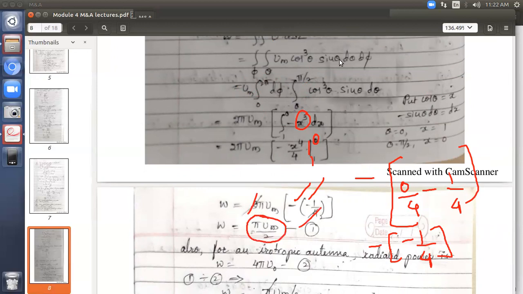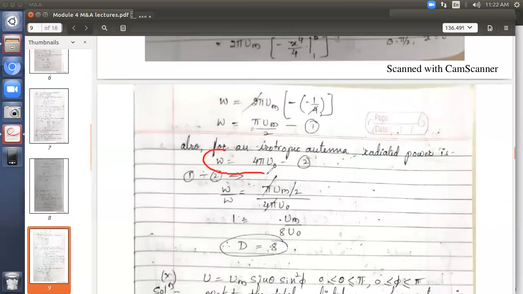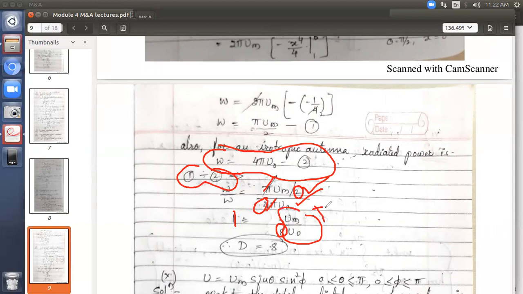Now this is equation 1. Equation 2 is W equals 4 pi U naught. So take the ratio of equation 1 and 2. W by W is 1, which is now pi Um by 2 divided by 4 pi U naught. Pi cancels. This denominator 2 and this denominator 4 get multiplied. It is 8. Um by U naught is directivity D. So it is 1 equals D by 8. So what is directivity? It is 8.